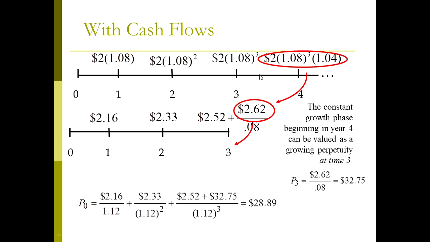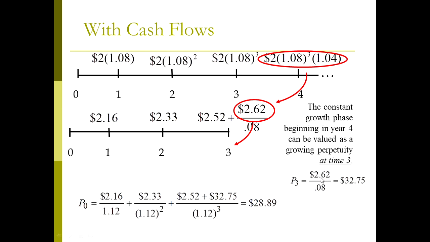Okay? So starting at year 4, we can start using our constant growth model. All we need to do is individually calculate the fast growth dividend period. So in year 1, $2 times 1 plus 8%, $2.16. Year 2, $2.33. Year 3, $2.52. Okay, so what happens in year 4? In year 4, let's first calculate D4, dividend 4. Dividend 4 will be dividend 3 times 1 plus 4%, which is $2.62.